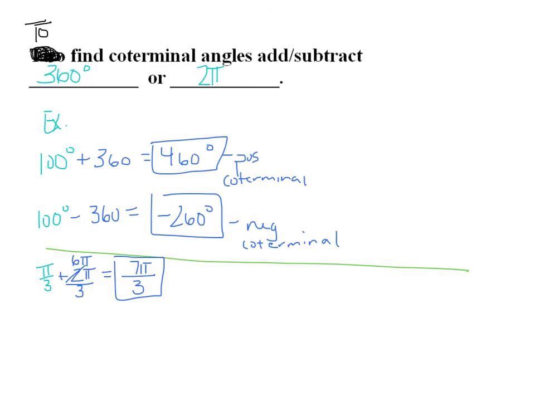Now let's do the same thing for my negative. So I'm going to subtract 2 pi. Again, I have to get a common denominator. So I'm going to make the 3 the denominator, so that's going to become a 6 pi on top. So 1 minus 6 is going to give me negative 5 pi over 3. So my positive coterminal angle is 7 pi over 3. My negative coterminal angle is negative 5 pi over 3.